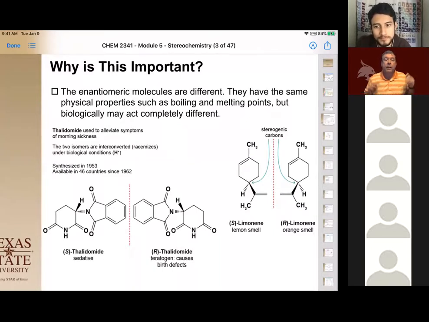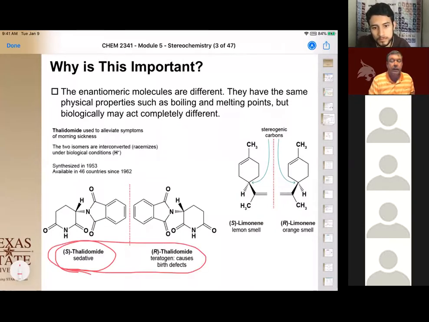One of the classical cases of this was a compound called thalidomide, right here. In the 1950s, they used to give thalidomide to pregnant women to ease morning sickness. What they found out was that they were giving them a mixture of the R and the S. They had not separated this out, and they did not know which one was actually active. So the S portion would act as a sedative and calm their morning sickness. The R turned out to be a teratogen, causing massive birth defects.